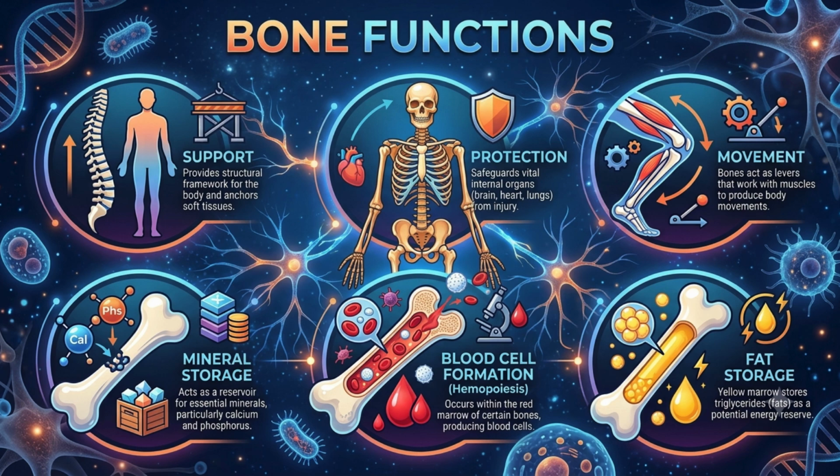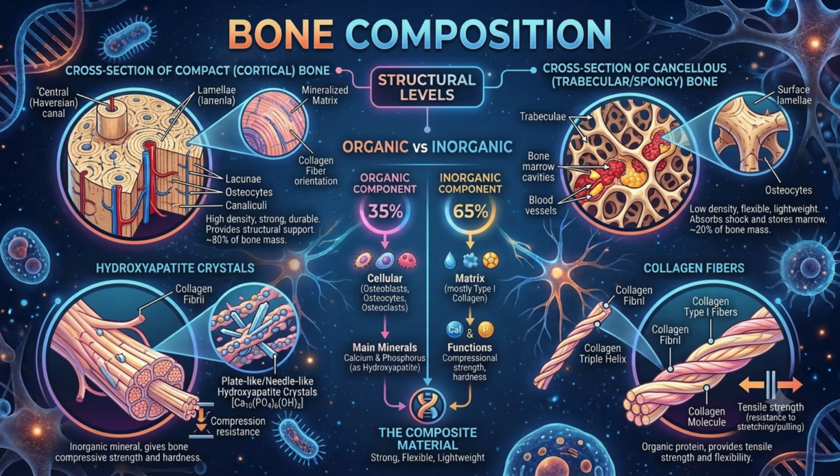Bone also acts as an important mineral reservoir, particularly for calcium and phosphate. Another important function is hematopoiesis, or blood cell production. In adults, red bone marrow found within certain bones is responsible for producing blood cells. Finally, yellow bone marrow stores fat. So remember the major functions of bone: support, protection, movement, mineral storage, and blood cell formation.